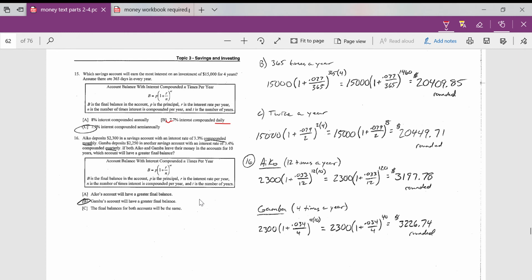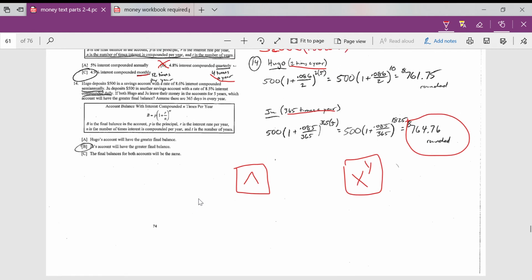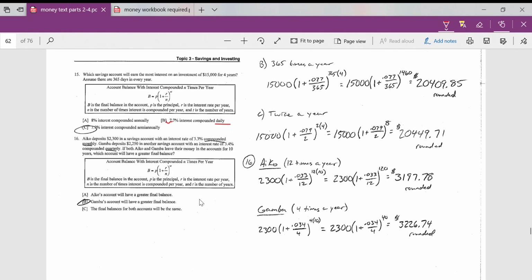16, again, I'm not going to walk through step by step. It's very similar to 14. Okay, they give you 2 people. You just have to go through and figure out which one's better.